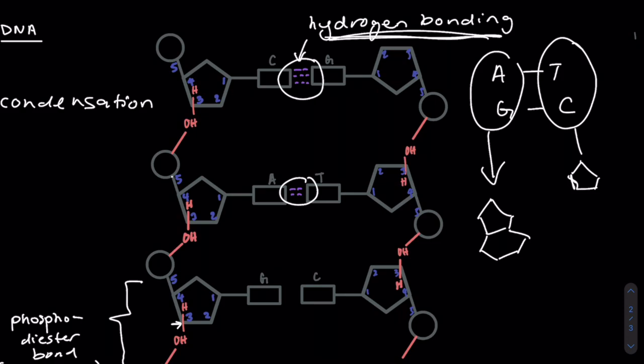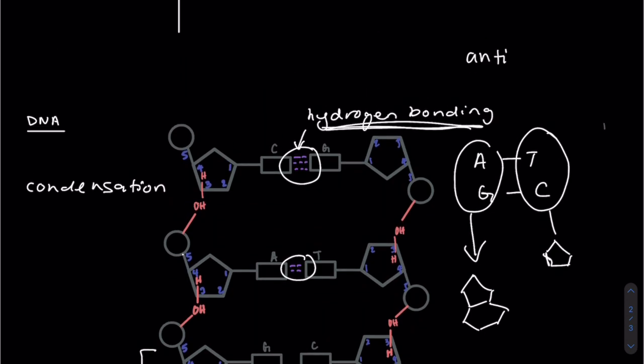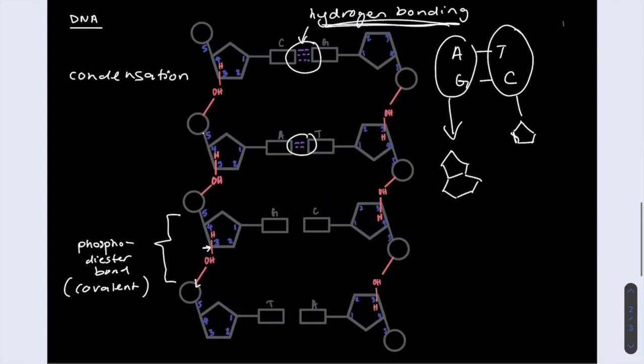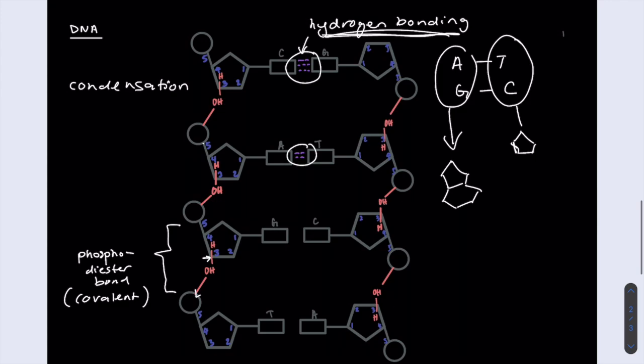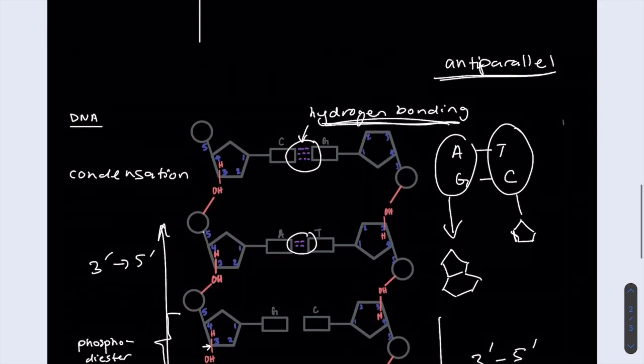So in order for the bases to be facing each other and thus being able to pair via complementary base pairing, the strands must be running in opposite directions. And this is called antiparallelism, or just antiparallel. And as you can see here, this is running in the 3' to 5' direction, whereas here, this is running in the 5' to 3' direction. So yeah, as you can see, they're running in opposite directions, which is why it's called antiparallel.